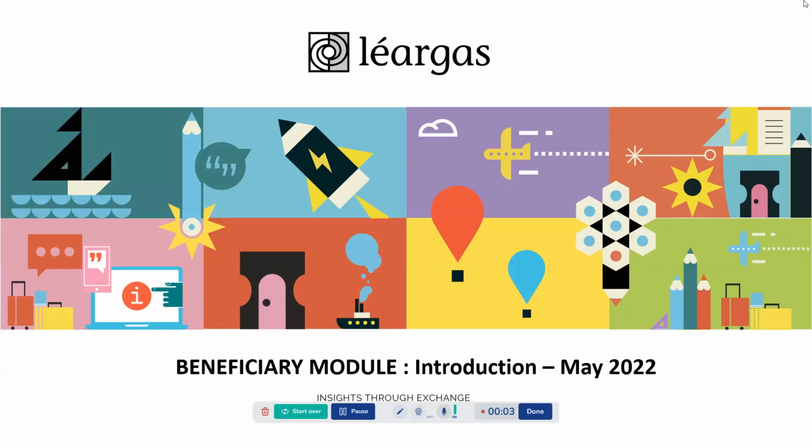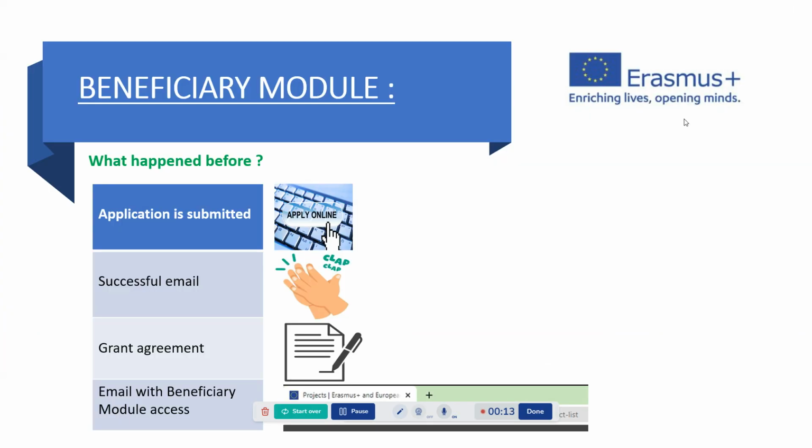This video is an introduction to the Beneficiary Module as we know it in May 2022 for KA1 Youth Projects. What happened before you used the Beneficiary Module? You apply for funding, you got a successful email from the national agency, you then received your grant agreement, and you also received an email with the Beneficiary Module access from a finance officer in Lurgas.